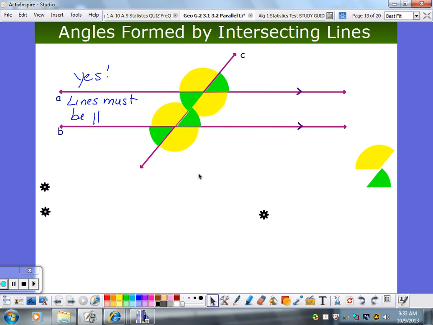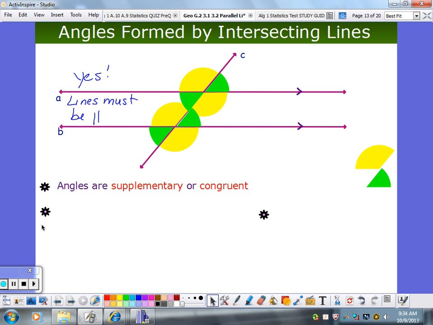But if they're not, what do I know about these two? They're supplementary because you're a linear pair, and linear pairs are supplementary angles, right? You have the linear pair postulate. So I've got a choice here. Pick any two angles in this situation. They are either what? Congruent or supplementary. Those are my two choices when they're parallel lines.